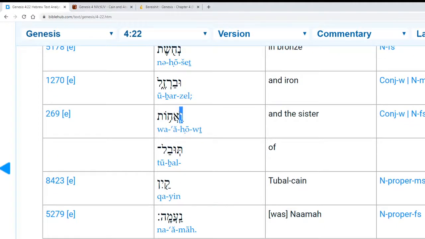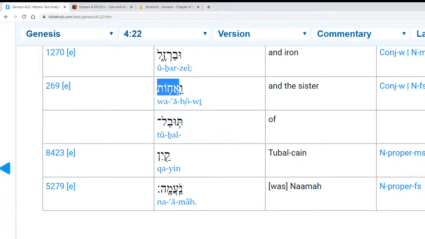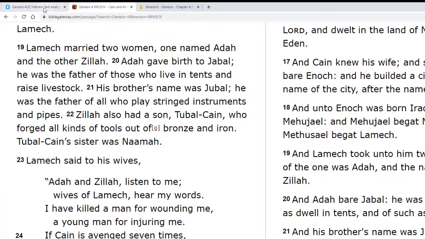Ve'achot, so conjunctive vav. Achot, even though it sounds like it's in the plural, it's not. Achot means sister, and here it's written b'milui. And the sister of Tuval Kayin, Naama. Her name is Naama, which is another very common name in Hebrew, yeah, it's a common name.